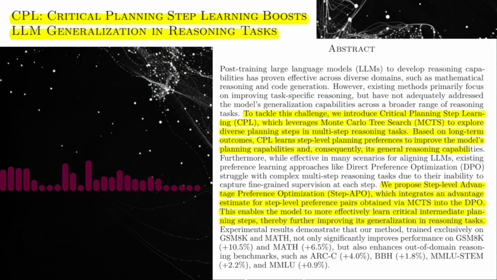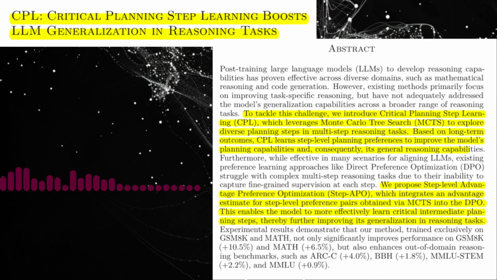Step-APO sounds like a significant improvement. Can you explain how it works in more detail? Step-APO leverages the advantage estimates from MCTS to better understand the relative value of different planning steps. By incorporating these advantage estimates into the DPO loss function, Step-APO allows the model to learn more nuanced preferences between steps, emphasizing critical steps and de-emphasizing erroneous ones. This sounds like a very effective way to learn from the MCTS exploration. What are the key benefits of using Step-APO?